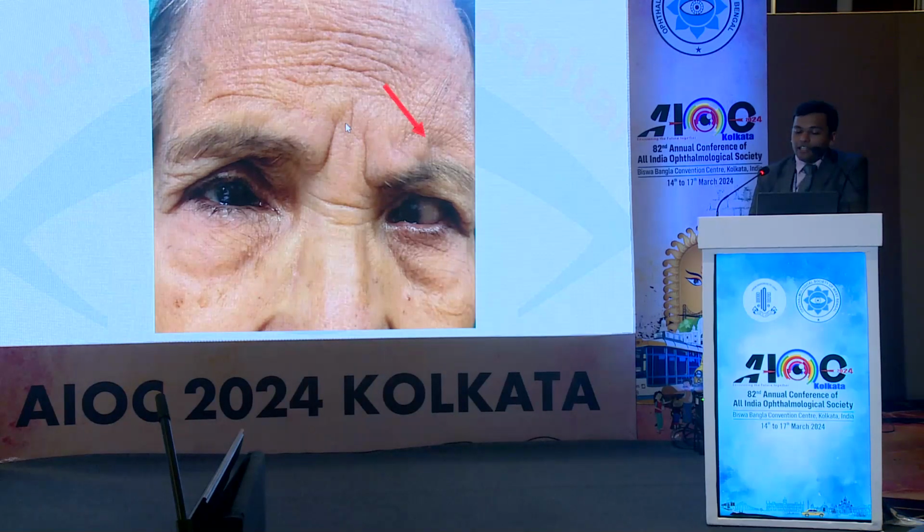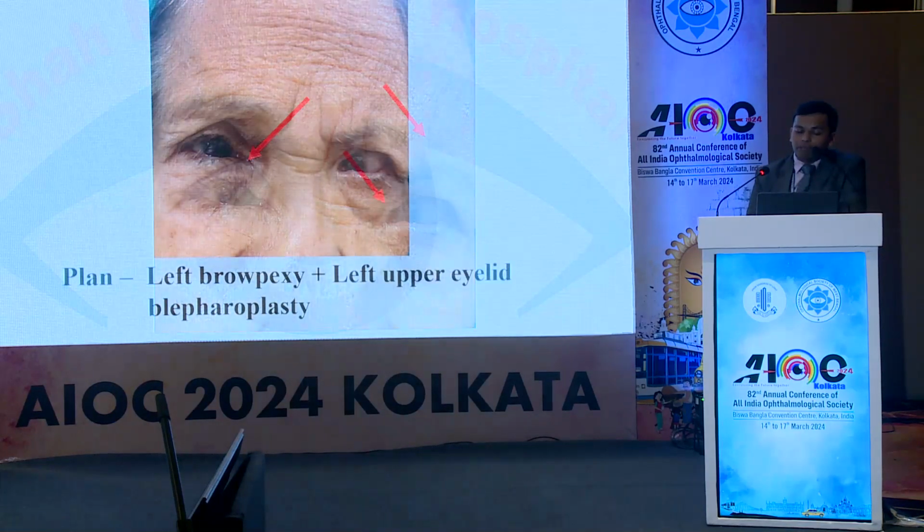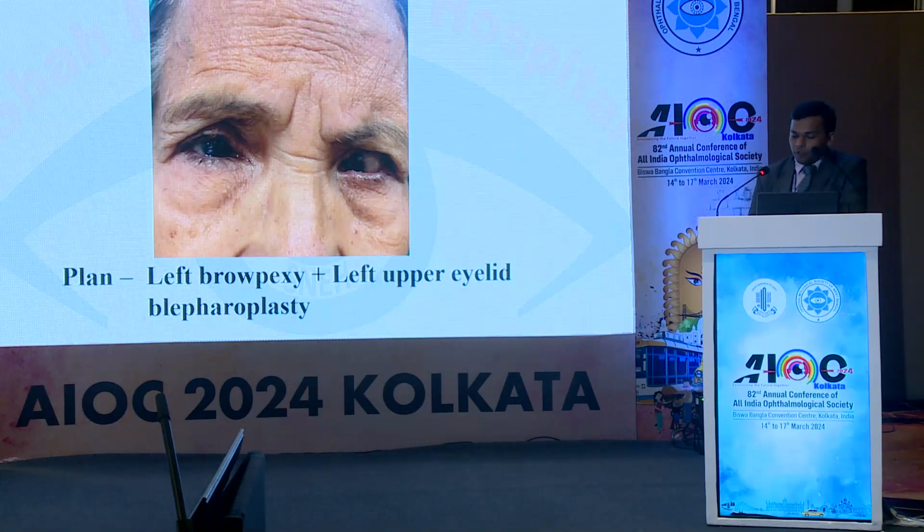Now, this was a patient with left-sided lower motor neuron facial palsy, who presented with brow ptosis, and she was actually bothered by the dermatochalasis, which was interfering with her field of vision, and we planned her for a brow pexy with blepharoplasty. So in such cases, just a blepharoplasty may not be the answer.